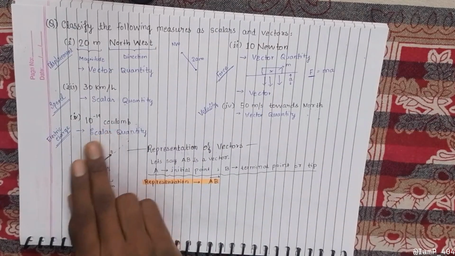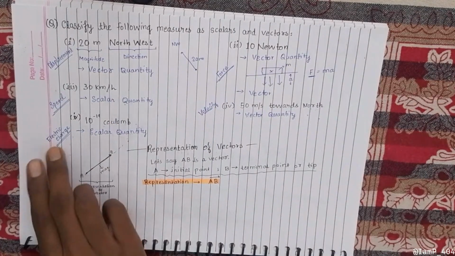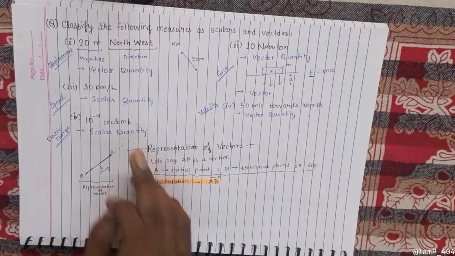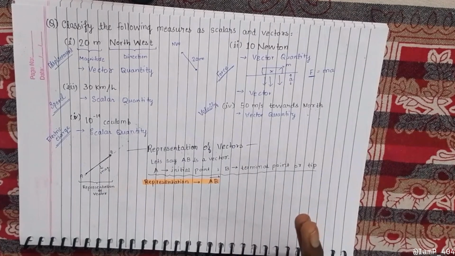Coulomb. Coulomb is a scalar quantity because electric charge is scalar, and its SI unit is coulomb. So we can recognize things from their units too. If there is coulomb, it means it is the SI unit of electric charge, and it means it is a scalar quantity. In this way, you can also understand or remember which quantities are scalar or vector.